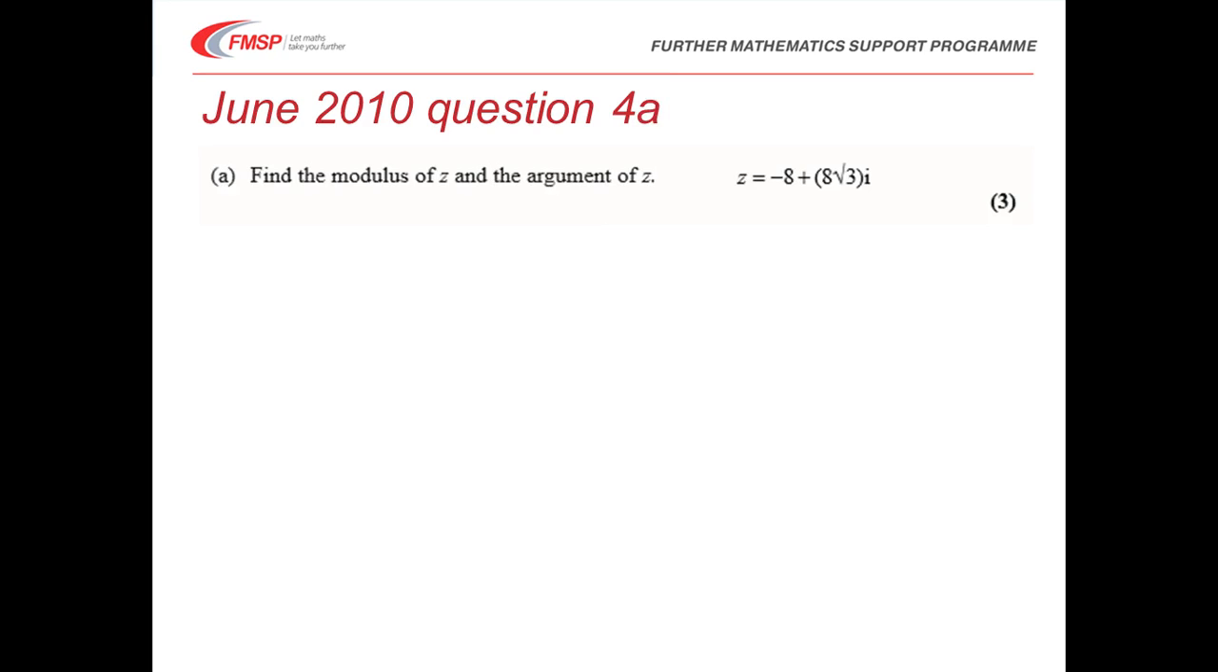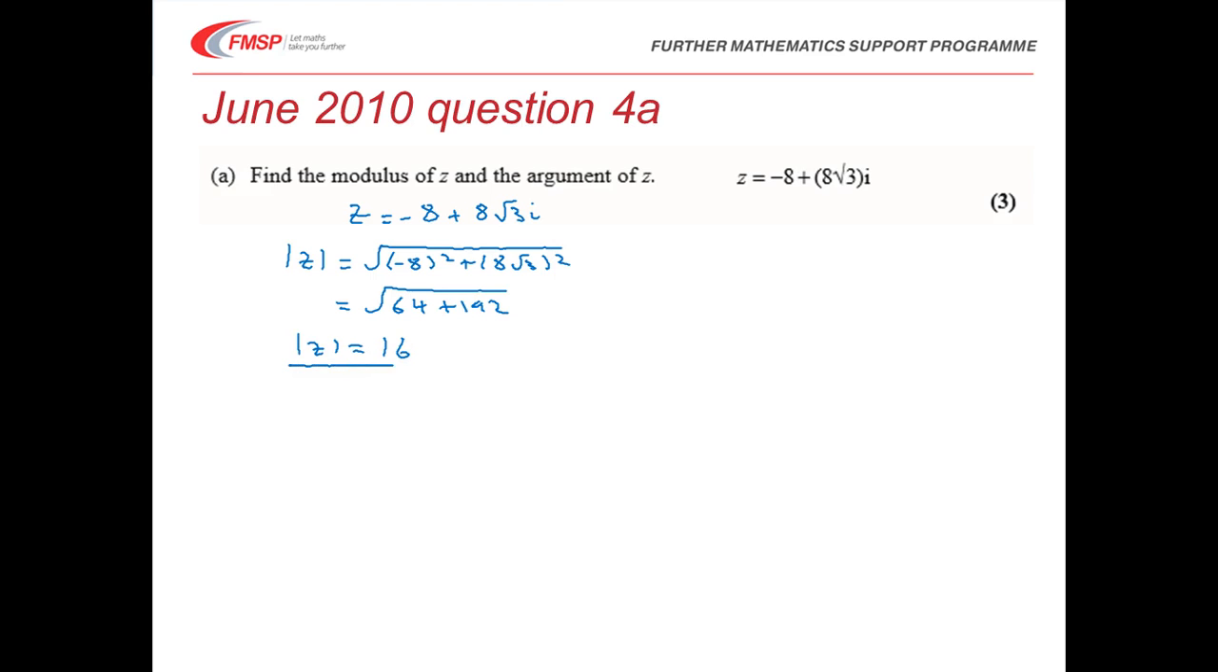So in this part of the question, we're given z, and we're asked to find the modulus of z to start with, which is a relatively straightforward task. The modulus of z is about applying Pythagoras to the given components of the complex number. And that gives us the modulus of z is exactly 16.